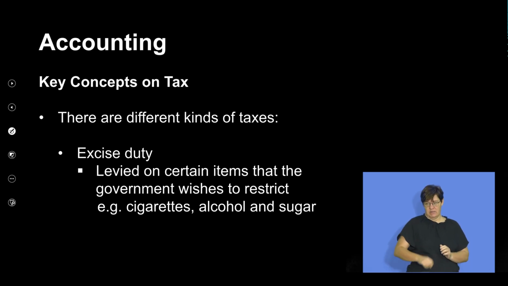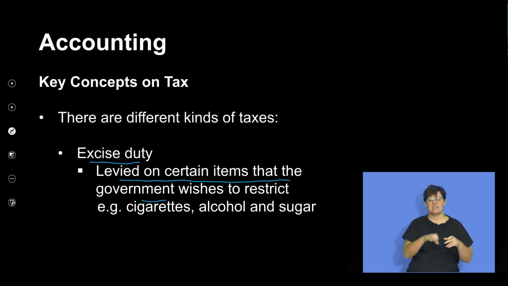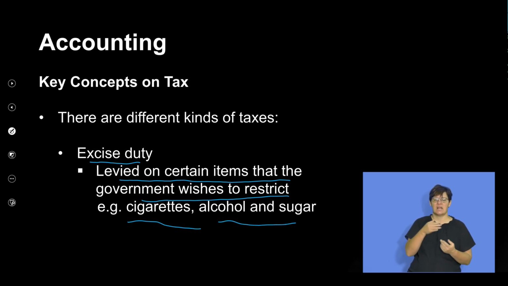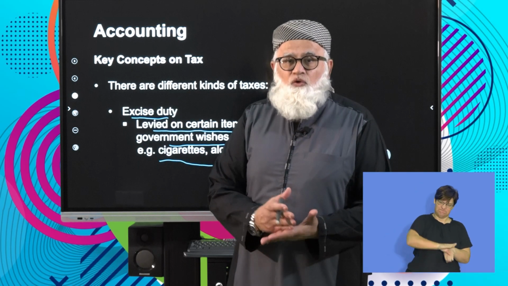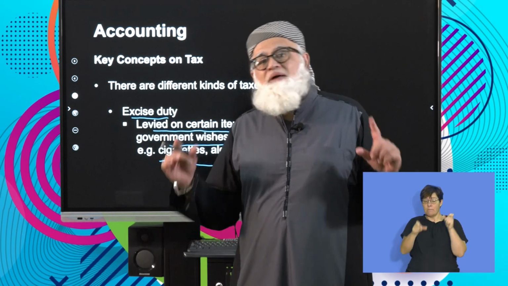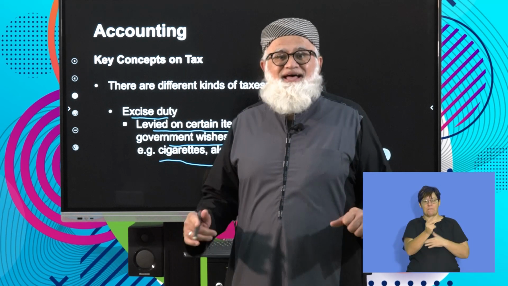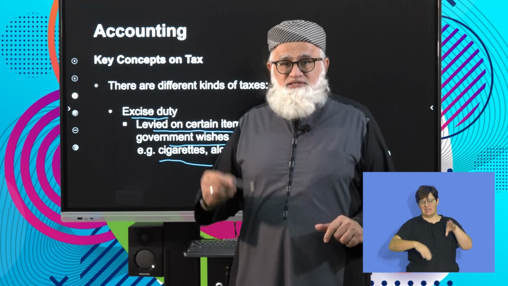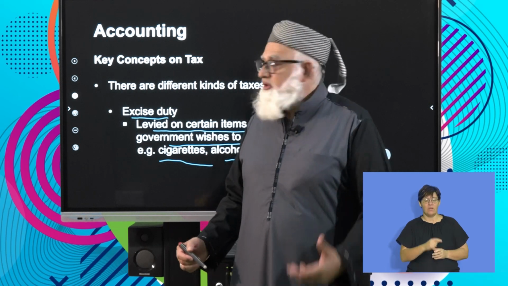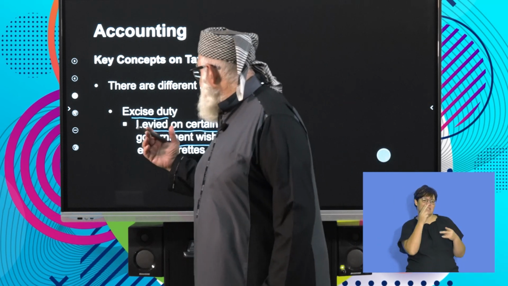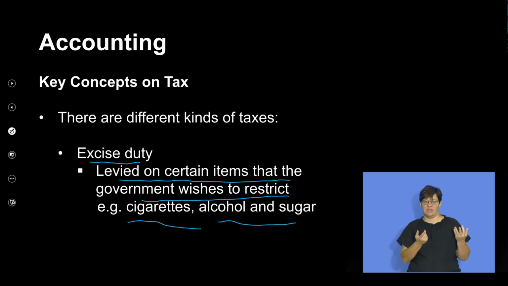Then you have excise duties levied on certain items that the government wishes to restrict, for example, cigarettes, alcohol, and sugar. So they want to limit the usage, and therefore you have what we sometimes refer to as a penalty tax. That means you're paying taxes on items such as cigarettes, alcohol, and sugar, etc.